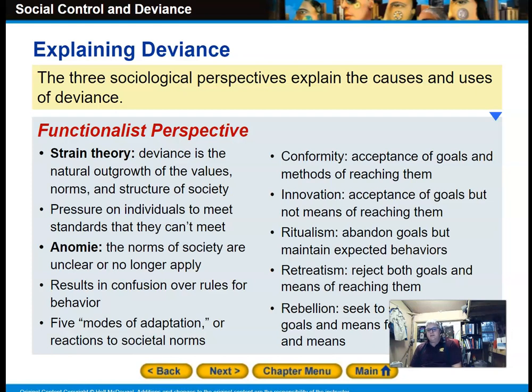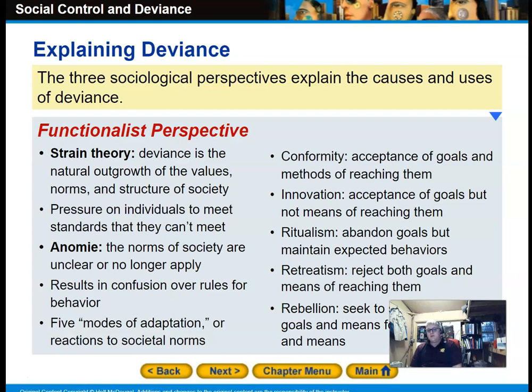Strain theory is the functionalist perspective. It is the natural outgrowth of the values, norms, and structure of society. There is pressure on individuals to meet standards that they can't meet. Anomie is when the norms of society are unclear or no longer apply, which results in confusion over the rules or behavior.